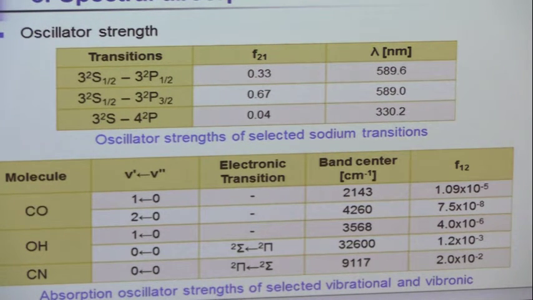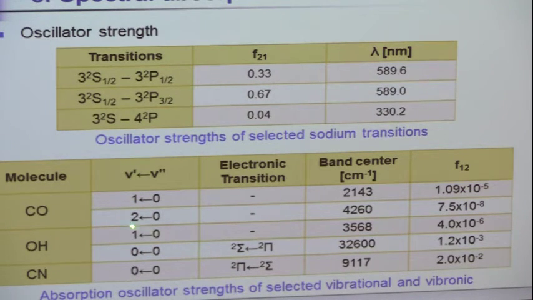But if we go to molecules, let's look at a molecule, CO, and we're going to do 0 to 1. So what's that called? It's a vibrational transition. It's the fundamental. Not electronic. It's band center, 2143 wave numbers. That's 4.6 microns. The oscillator strength is 10 to the minus 5. If you looked at that number, you'd say, wow, that's pretty small. Yes, it's very small. So the infrared absorption strength is a lot less than the corresponding electronic strength for sodium.